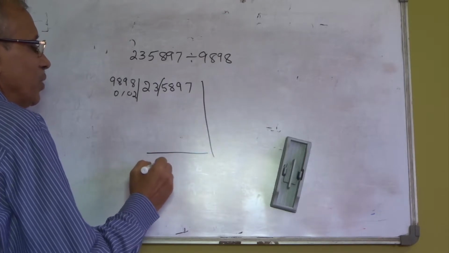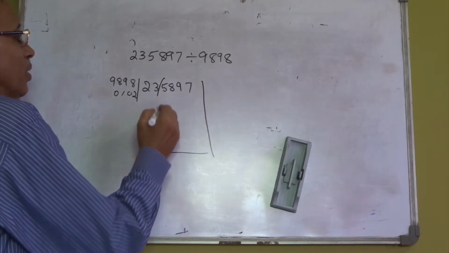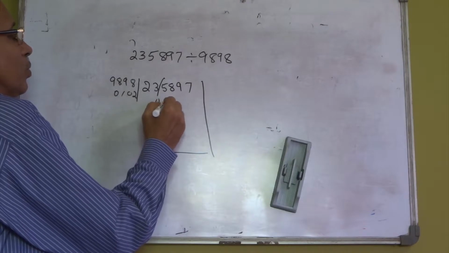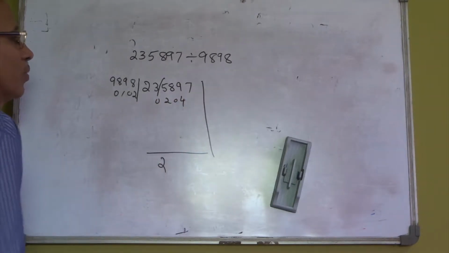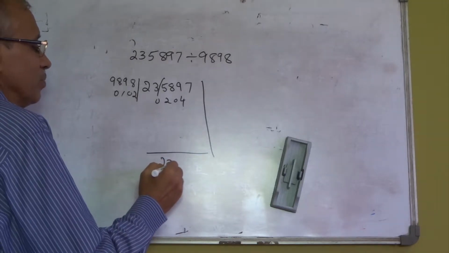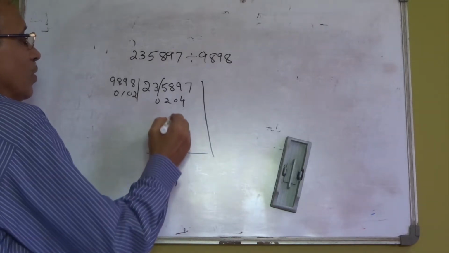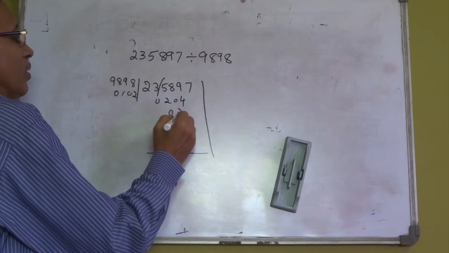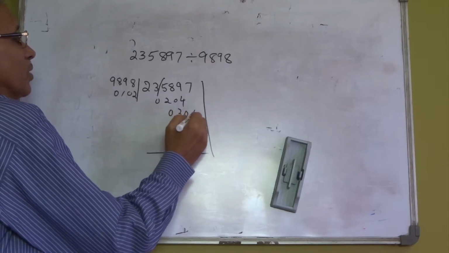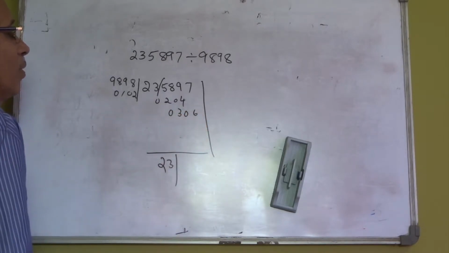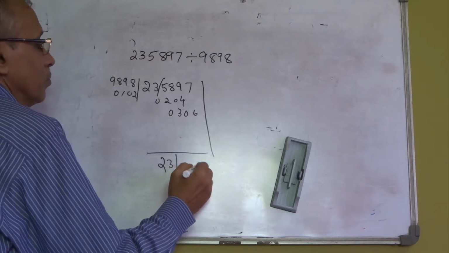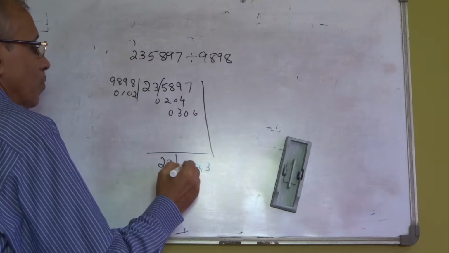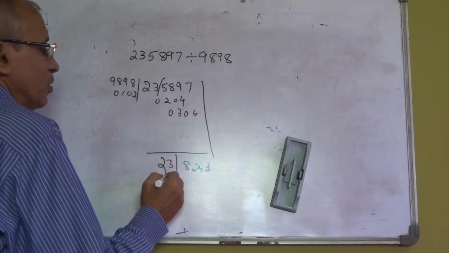Like earlier, we write the first number 2, then 0, 2, 0, 4, 2 to the 4, 3, 0, 3, 0, 6. This is the quotient, this is the remainder.